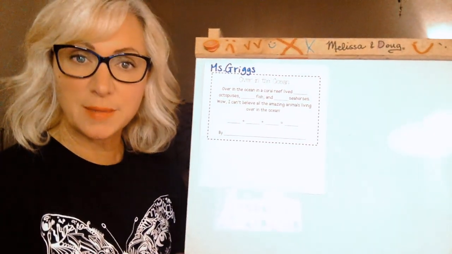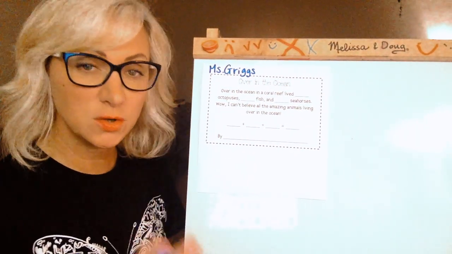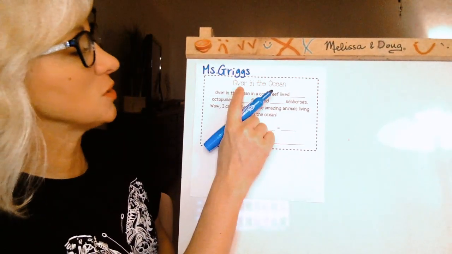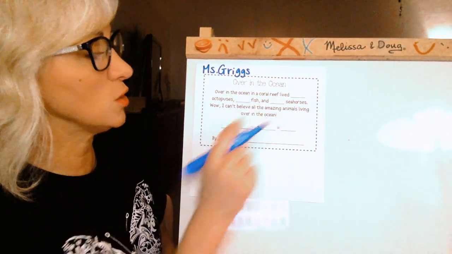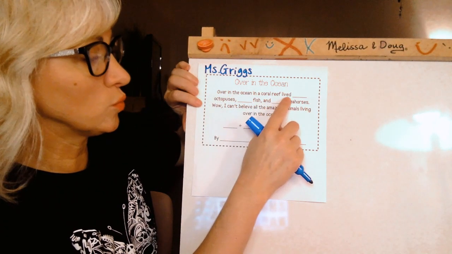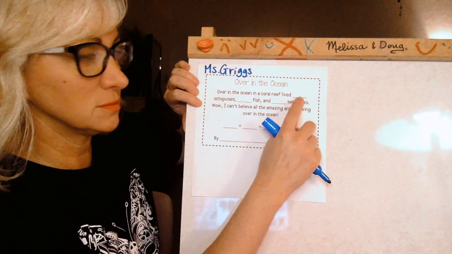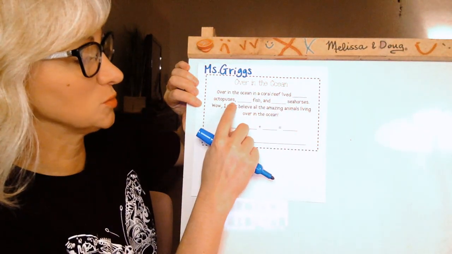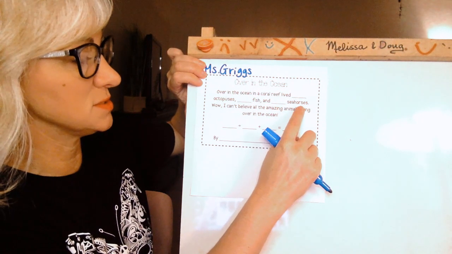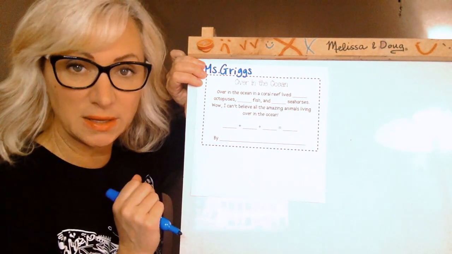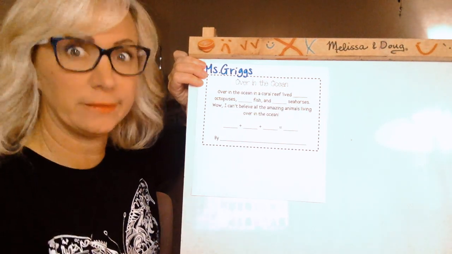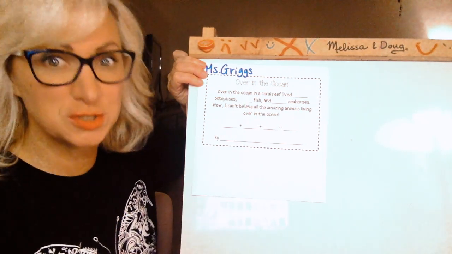Alrighty, so we're going to start by making our own equation. It gave us a sentence frame here. It starts by saying, over in the ocean, in a coral reef lived blank octopuses, blank fish, and blank seahorses. So we get to pick how many of those you want, okay? You could pick 100 or you could pick just two.